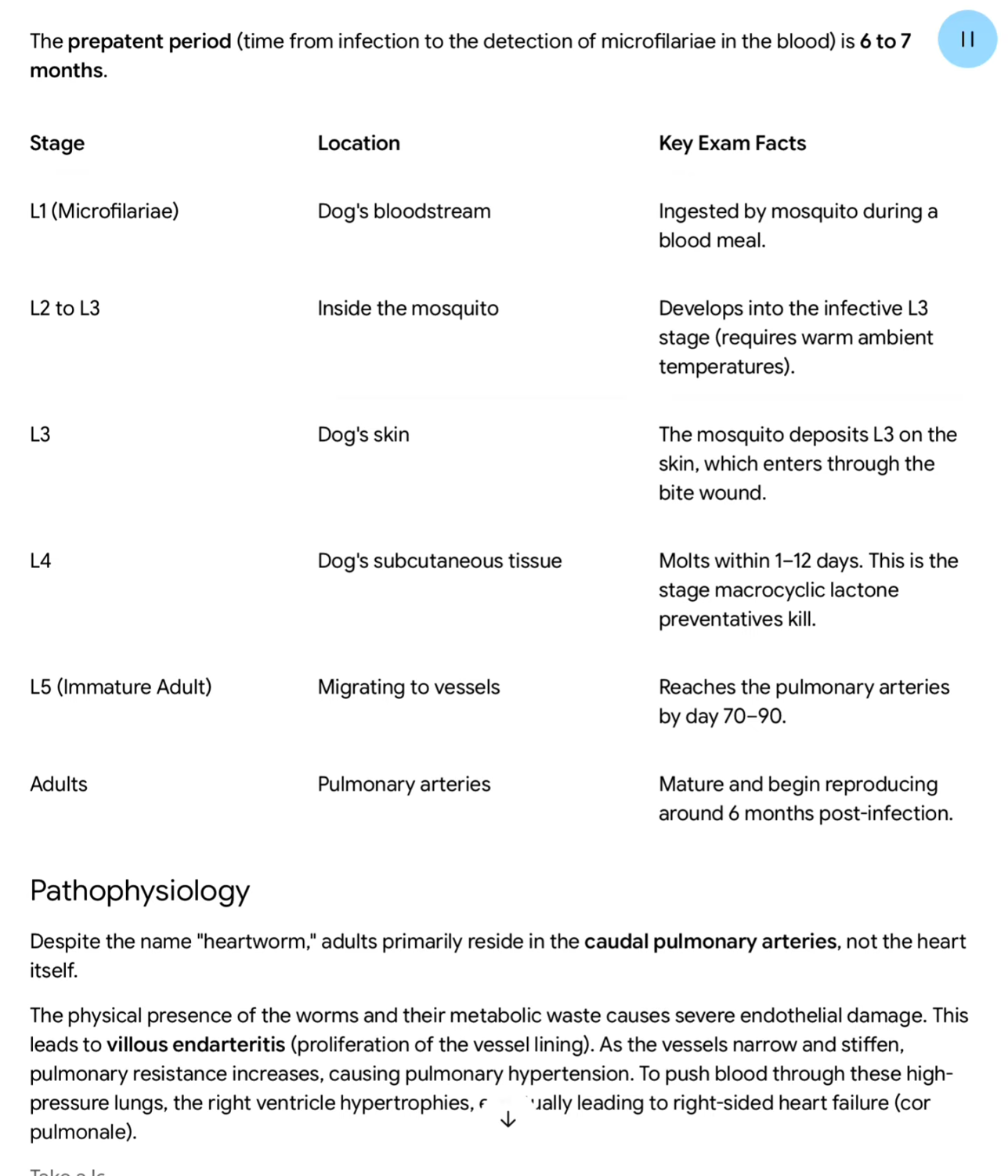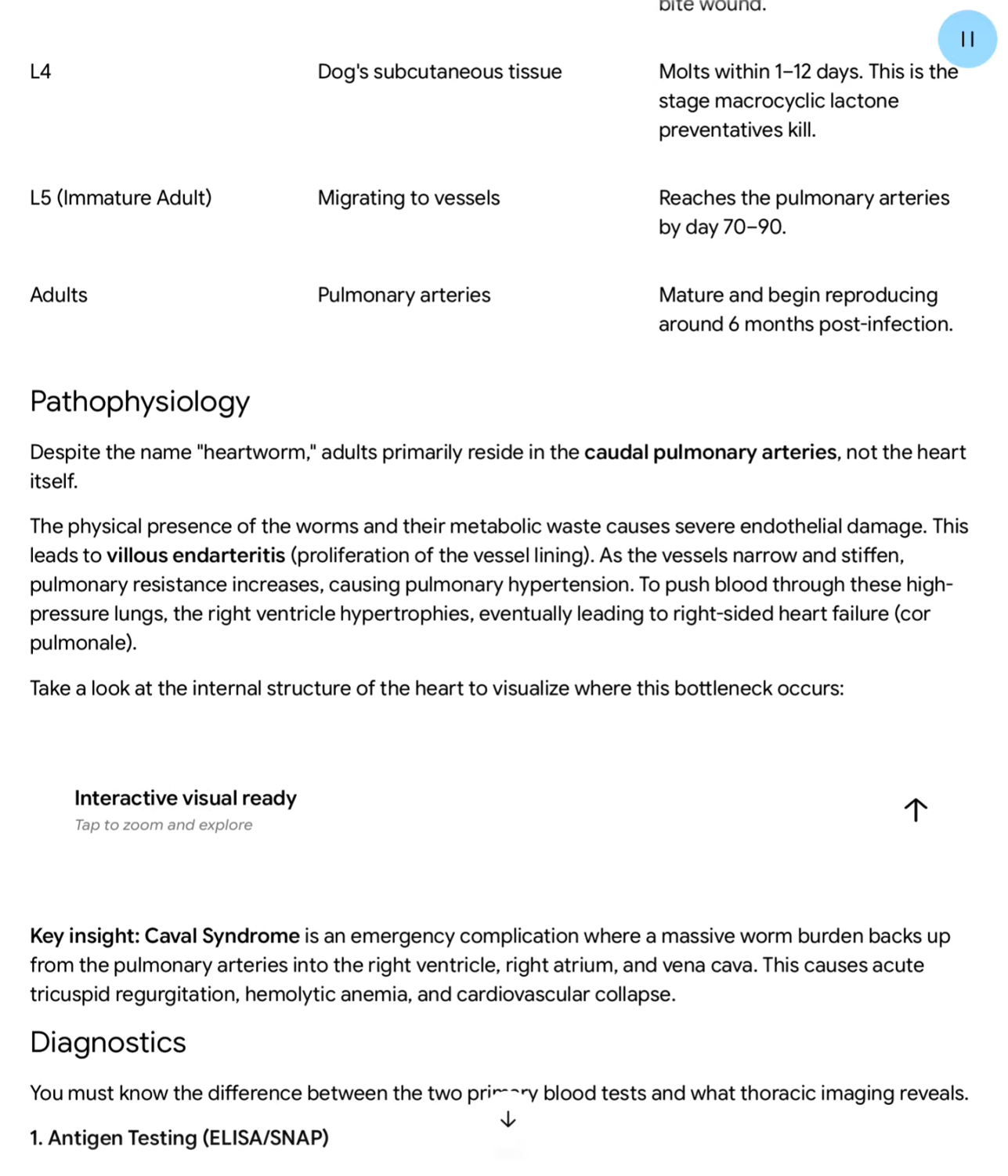L3. Dog's skin. The mosquito deposits L3 on the skin, which enters through the bite wound. L4. Dog's subcutaneous tissue, molts within 1 to 12 days. This is the stage macrocyclic lactone preventatives kill. L5. Immature adult, migrating to vessels, reaches the pulmonary arteries by day 70 to 90. Adults, pulmonary arteries, mature and begin reproducing around 6 months post-infection.